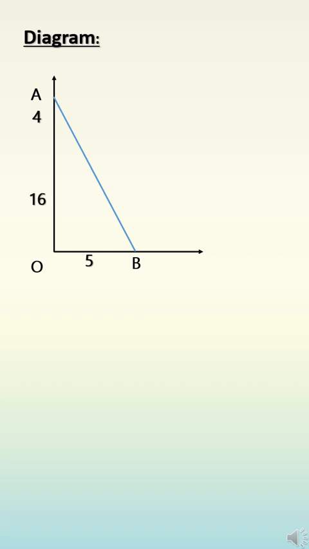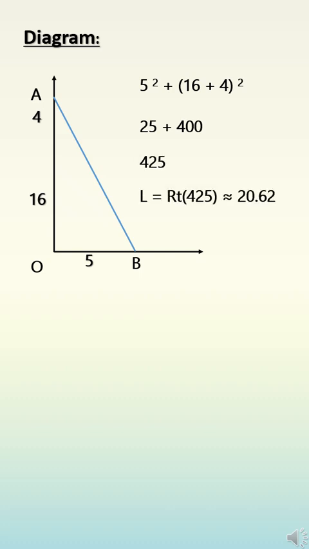Plugging that in using Pythagoras, we get 5 squared plus bracket 16 plus 4 bracket squared. That gives us 25 plus 400, 425. So the ladder has a length of square root of 425, or approximately 20.62.